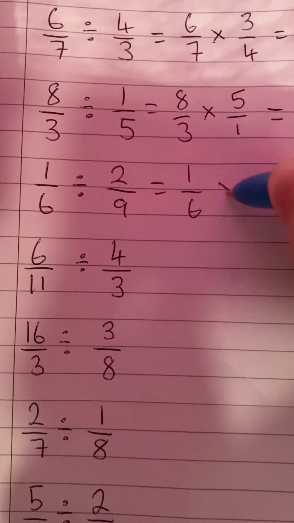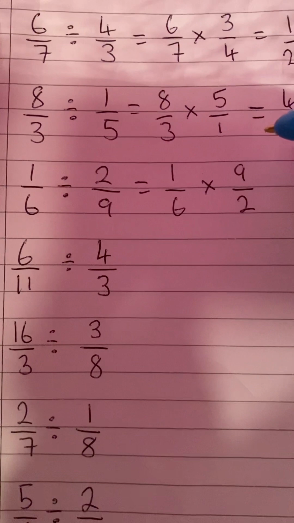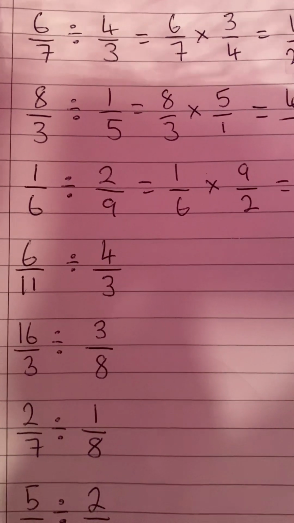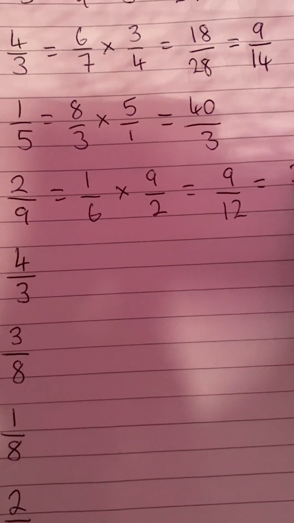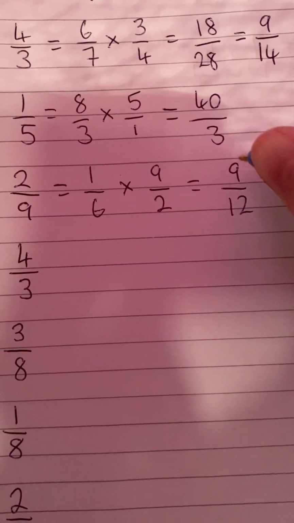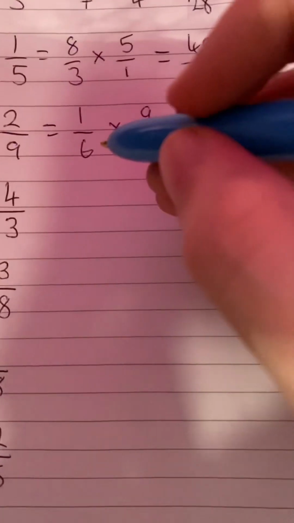That's the same as a sixth times 9/2, so timesing by the reciprocal of 2/9. So that is 9/12, which I know to be 3/4. 9 and 12 are both in the 3 times table, so we divide by 3 on top and bottom, and we get 3 and 4.